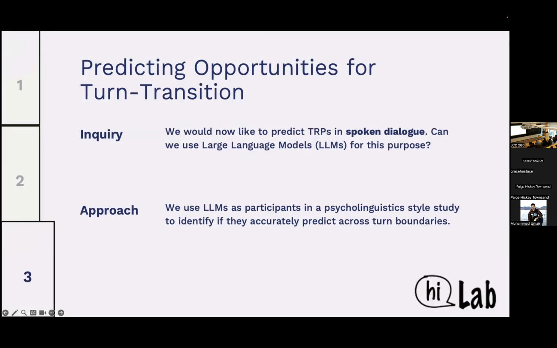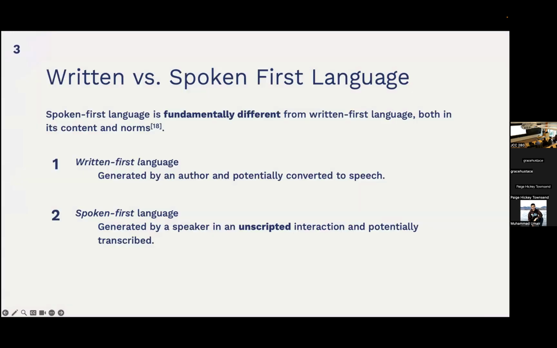So the third thing we wanted to do, now that we've identified TRPs, we have our 2 different types of TRPs, and we have Gilbot, which can generate data at scale, was how can we predict these TRPs in spoken language? And can we use large language models for this purpose? Our approach was to first figure out how well these large language models are actually models of spoken language. And in order to do that, we treated these large language models as participants in a psycholinguistic style study.